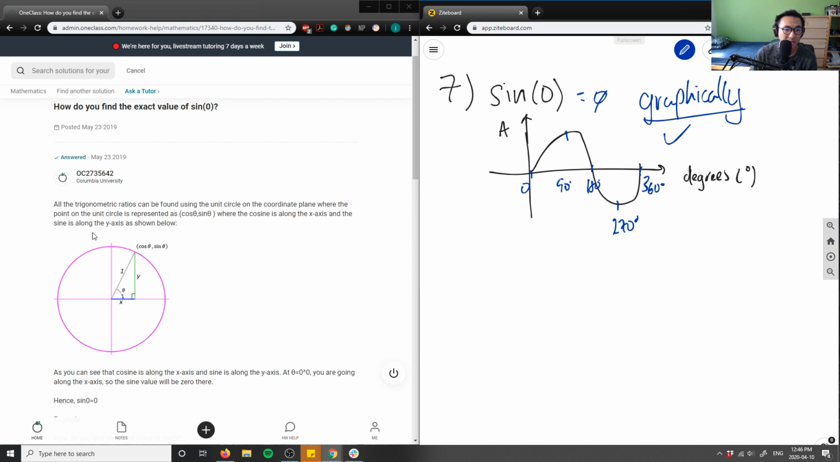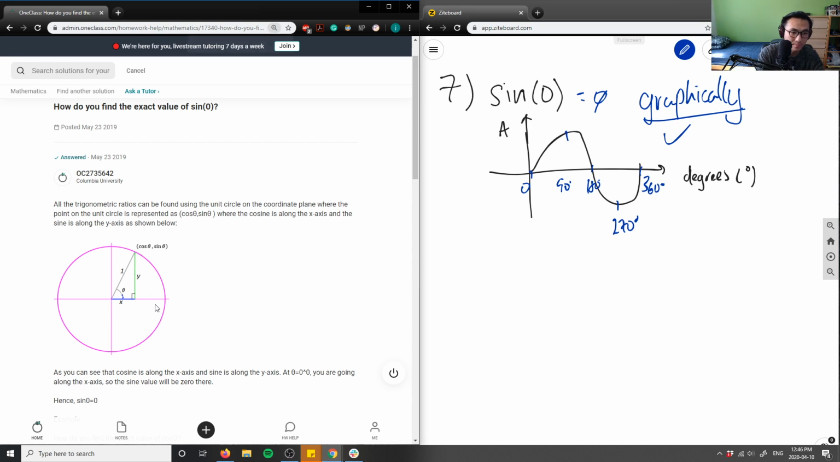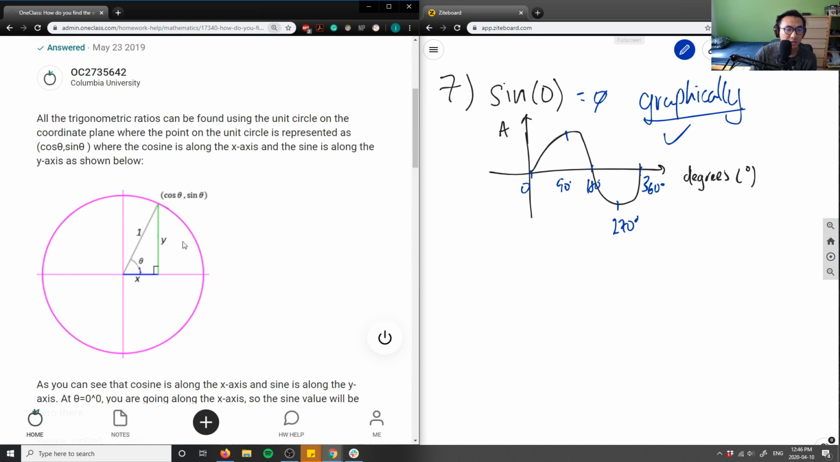What I could also do is use the unit circle, right? So what they did was they found a unit circle on a coordinate plane where the point is represented by cos theta and sine theta, right? They drew a unit circle and they drew a triangle, a right triangle. So let me zoom in on this.